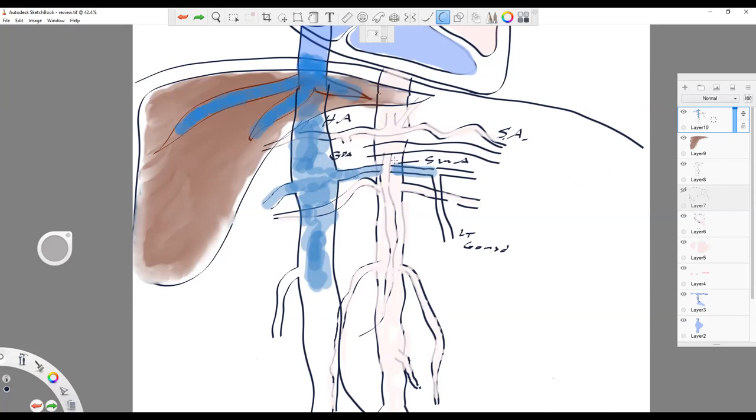Oh, this is getting messy in here. Well, it's messy on our screen too, so that's what we have to deal with.